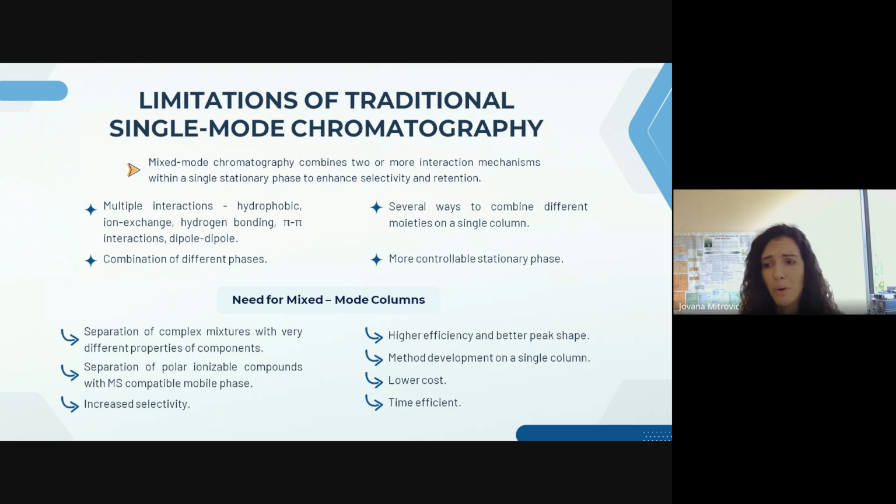Single mode methods force you to treat complex analytes as if they fit neatly into one category: polar, charged, or hydrophobic. But many compounds don't behave that way. And relying on a single interaction often means overlooking key retention behavior.